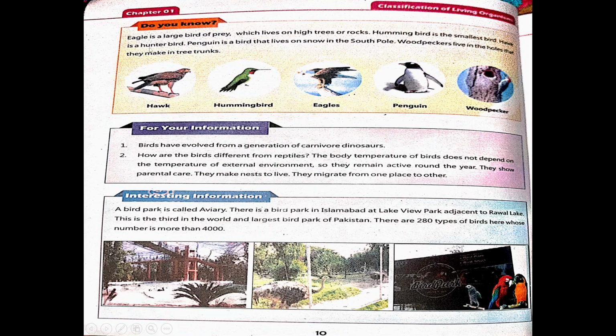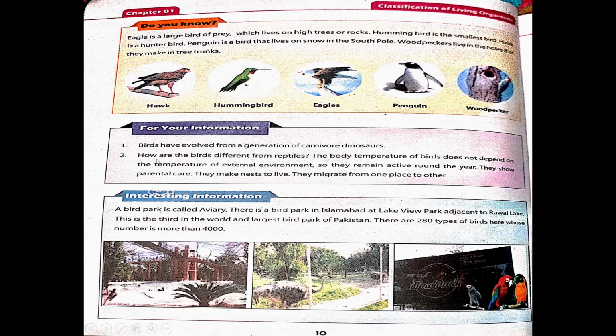Do you know? Eagle is a large bird of prey which lives in high trees or rocks. Hummingbird is the smallest bird. Hawk is a hunter bird. Penguin is a bird that lives in snow in the South Pole. Woodpeckers live in the holes that they make in tree trunks. For your information, number one, birds have evolved from a generation of carnivore dinosaurs.